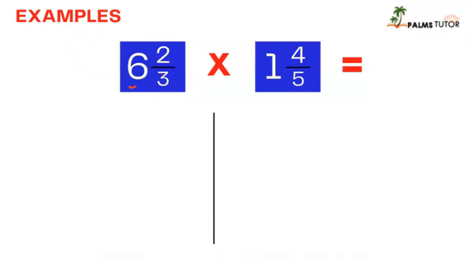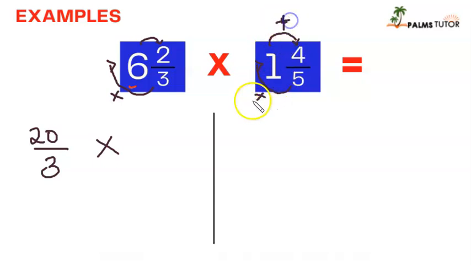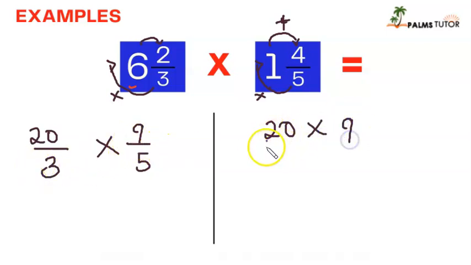So I'll change this to an improper fraction. 3 times 6 is 18, 18 plus 2 is 20. So this gives me 20 over 3, multiplied by 5 times 1 is 5, plus the numerator, 4, is 9 over 5. So I would see if I can cross out anything. Like I've been explaining, this is 20 over 3 times 9 over 5. You can write it out like this, the numerators together, or you leave it written as this and begin to cross out, right? So let's see.